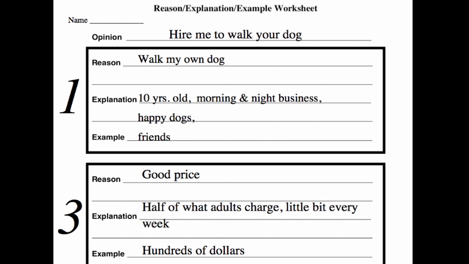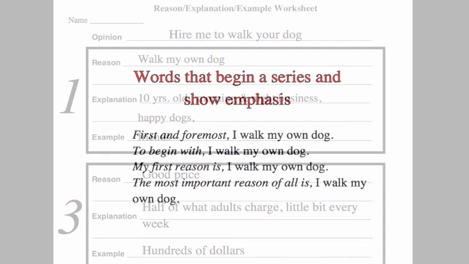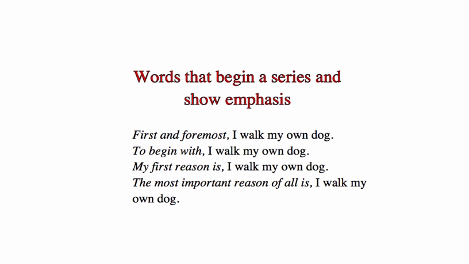Look at your strongest reason, explanation, example group. You're now going to turn it into a paragraph. Your first sentence should include your reason, and organizing words that this is the first in a series of reasons. All of these phrases do that.